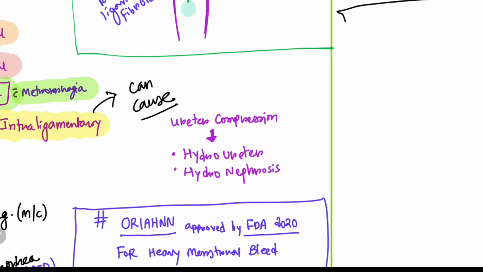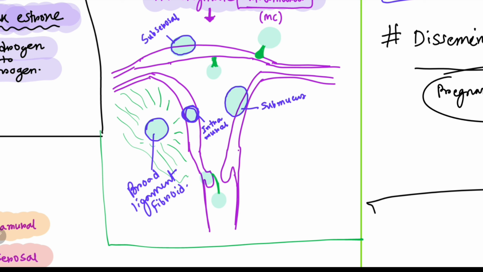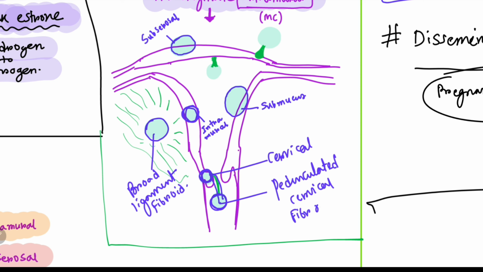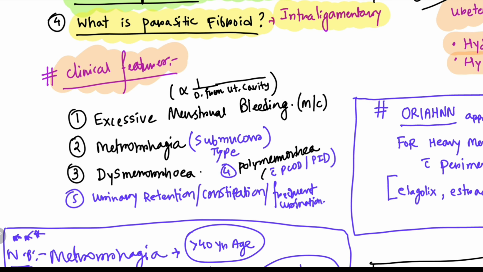This kind of parasitic fibroid can cause compression of the ureter, leading to hydroureter or hydronephrosis. So what are the other types of fibroids that we can see here? Here one fibroid you can see is a cervical fibroid. You can see one kind of fibroid that is protruding outside the cervix and is attached with a peduncle, which is known as a pedunculated cervical fibroid. Here you can see another pedunculated fibroid, that is a pedunculated serosal fibroid.